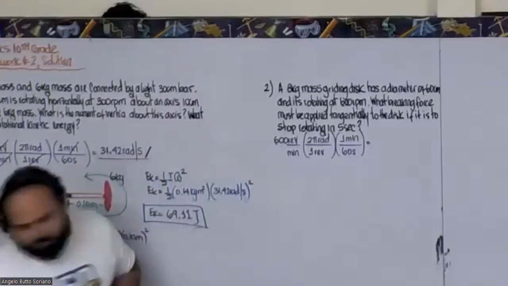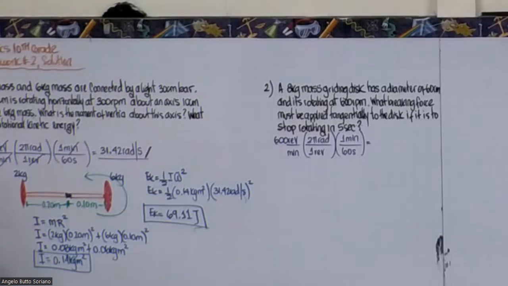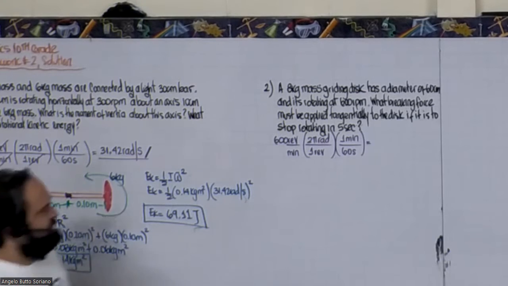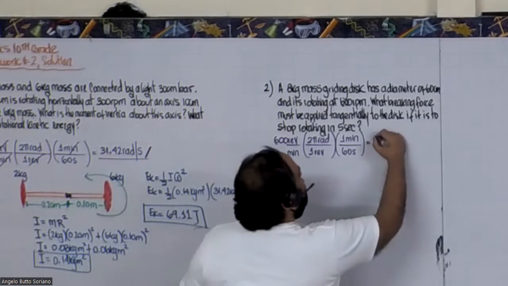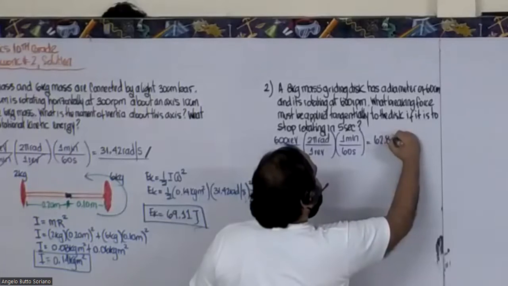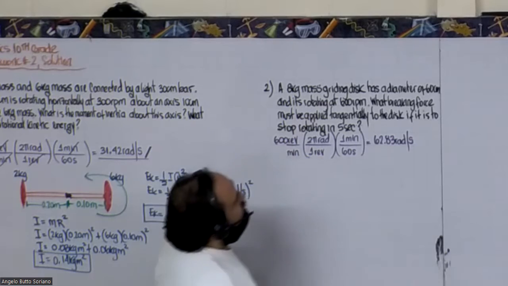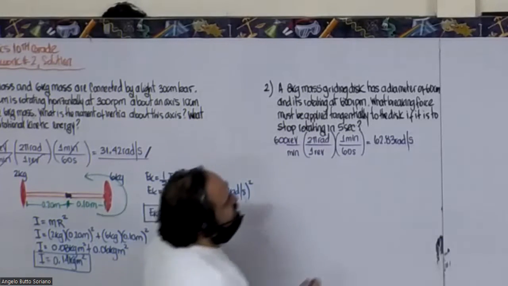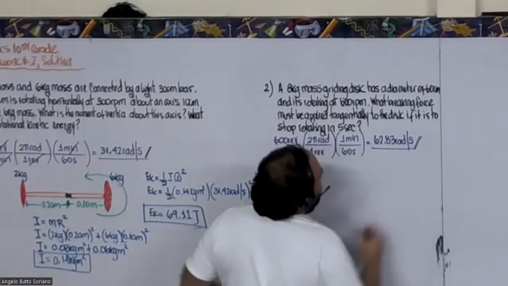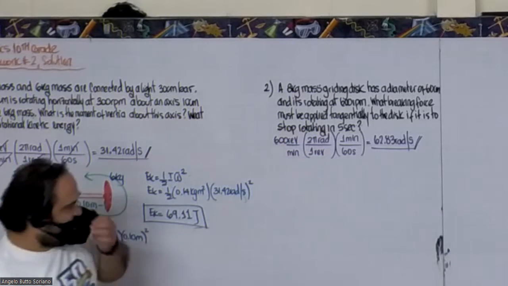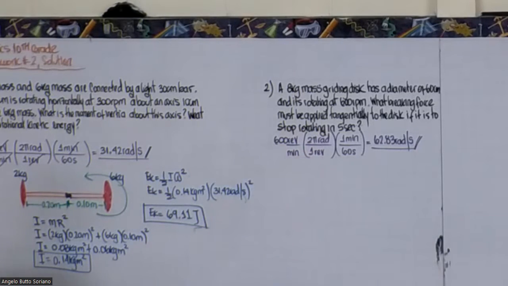So in this case, we have 600 times 2 pi divided by 60, that is 62.83 radians per second. All right, this is obviously the initial speed. That's what I was speaking about. Okay, so this is on one hand.